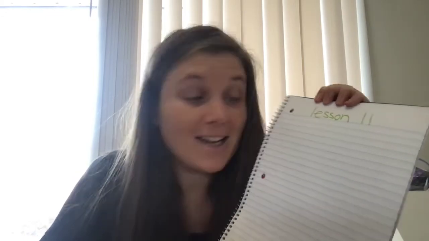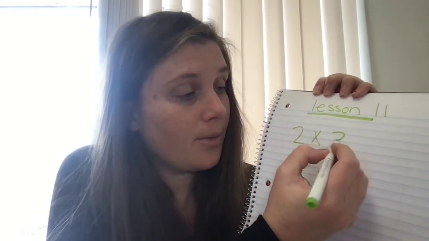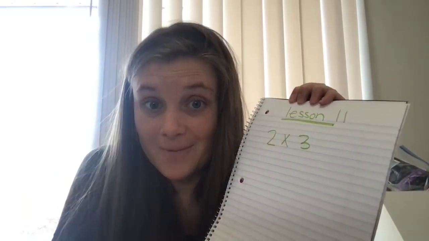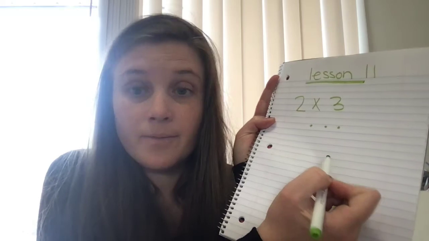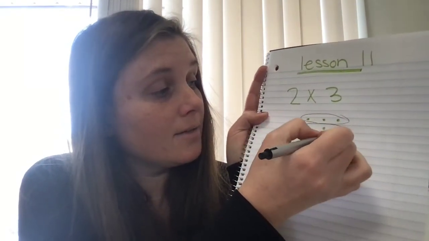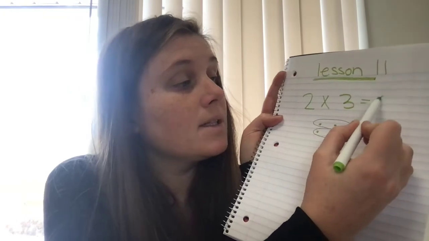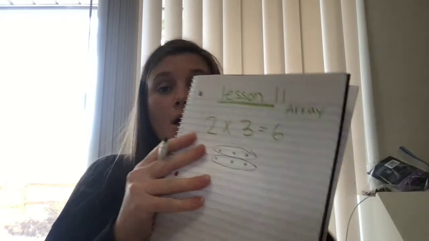Let me show you first what that is, okay? If I have 2 times 3, that means 2 groups of 3. Okay? So we could draw it like this. 1, 2, 3. 1, 2, 3. Now, do you see that? That is 2 groups of 3. Okay, and we can see what that equals, right? What does that equal? Equals 6. That's called an array. In your journal, can you write array at the top of your paper? Array.